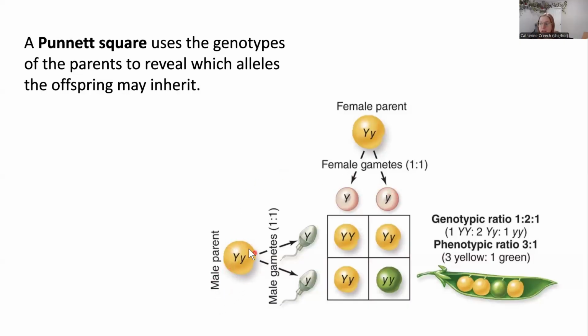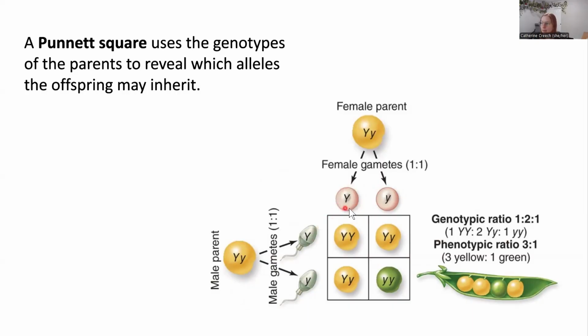Here's my male plant. He is additionally heterozygous, expressing the dominant traits. When this male plant produces plant sperm, which is called pollen, half of the pollen will have the recessive trait, and half of the pollen will have the dominant trait. Those theoretical gametes are what we line up outside of our Punnett square.